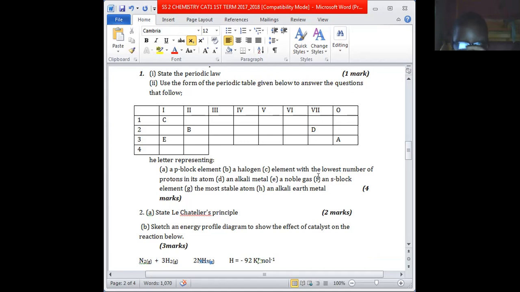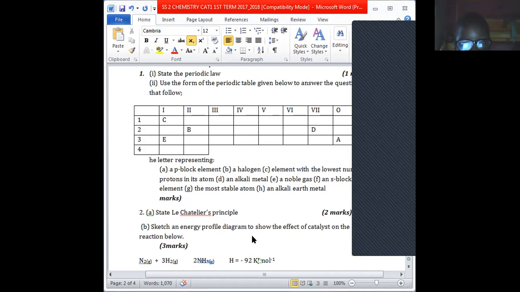So, state Le Chatelier principle. If an external constraint such as change in temperature, pressure or concentration is imposed on a system at equilibrium, the equilibrium will shift to annul the constraint. Okay. It's all right. Good.